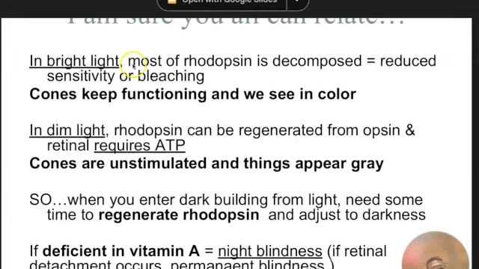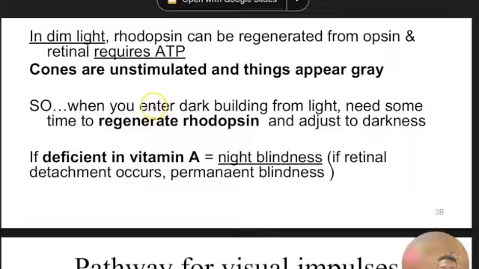In bright light, most of the rhodopsin is decomposed, causing reduced sensitivity, or bleaching. Cones keep functioning, and we see colors. In dim light, rhodopsin can be regenerated from opsin and retinal, which requires ATP. Cones are unstimulated. Things appear gray because it's not strong enough. It needs light. So when you enter a dark room from light, you need some time to regenerate the rhodopsin to adjust to the darkness. If you have a deficiency in vitamin A, you have night blindness.